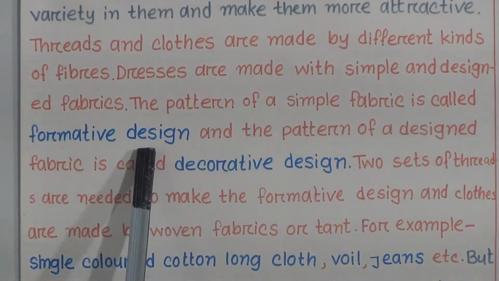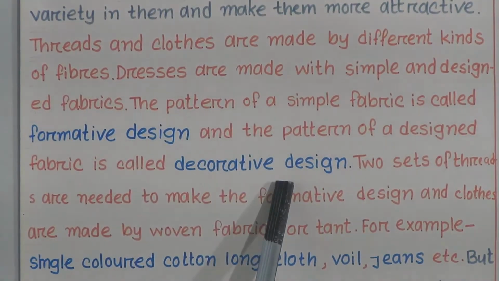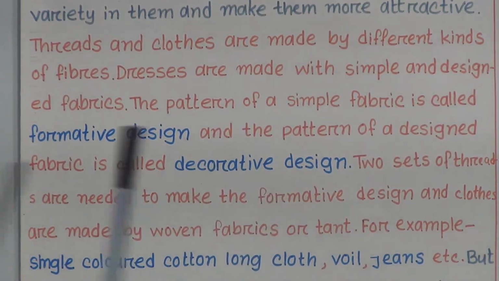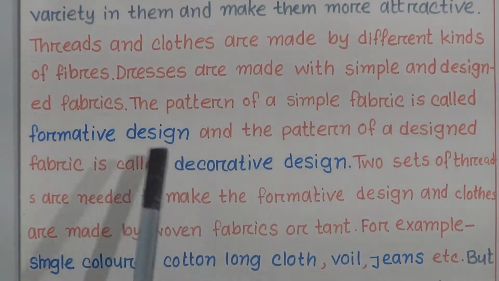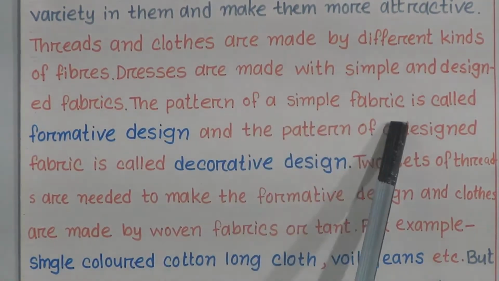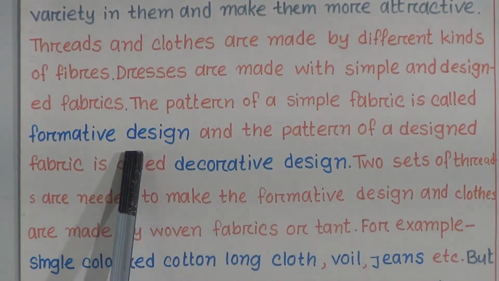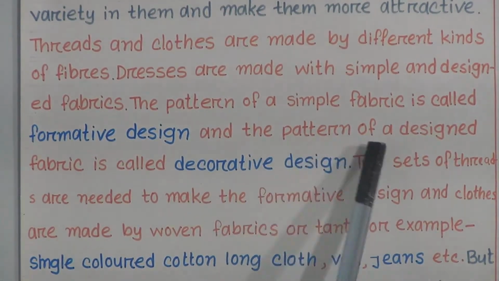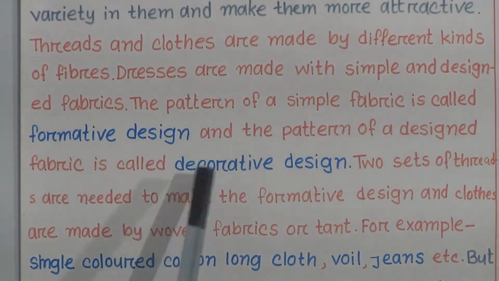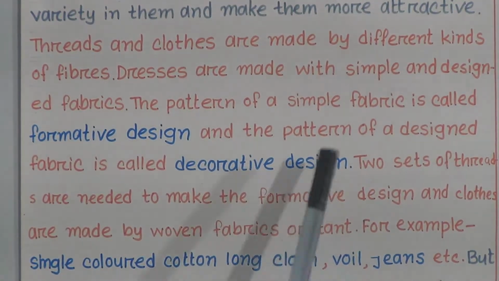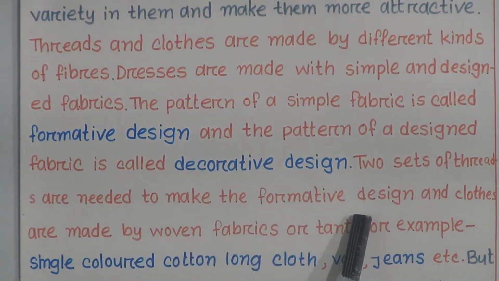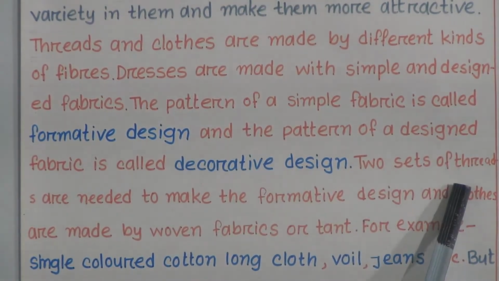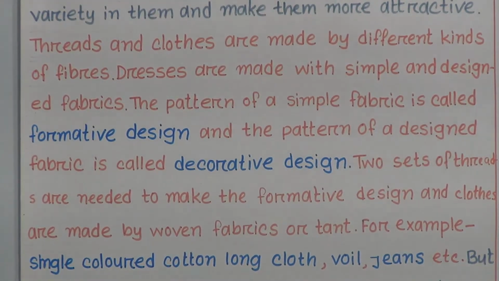It means we find two kinds of design in our dress. First one is formative design and second one is decorative design. So question arises, what is formative design? We can say the pattern of a simple fabric is called formative design. On the other hand, the pattern of a designed fabric is called decorative design. Two sets of threads are needed to make the formative design. So how many sets of thread are needed to make formative design? Yes, two sets of threads.